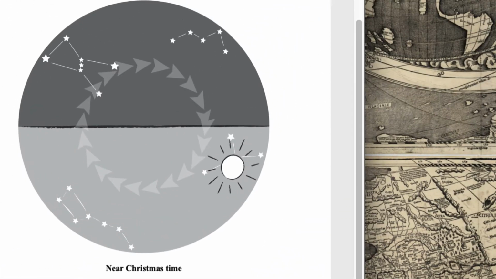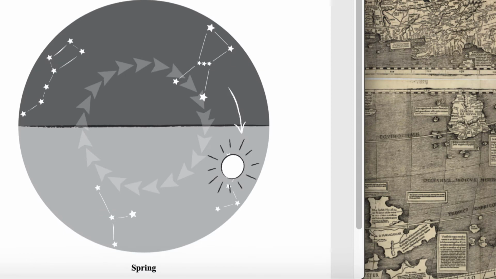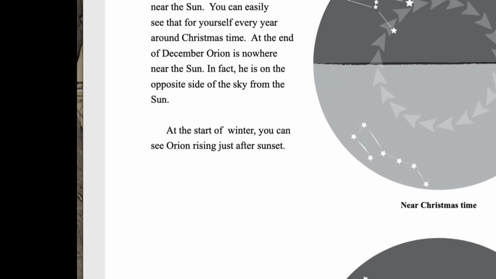Of course, Orion is not always near the sun. You can easily see that for yourself every year around Christmas time. At the end of December, Orion is nowhere near the sun. In fact, he is on the opposite side of the sky from the sun. At the start of winter, you can see Orion rising just after sunset. But 3 months later, in the spring, Orion has already crossed most of the sky by sunset. He happens to be catching up to the sun.